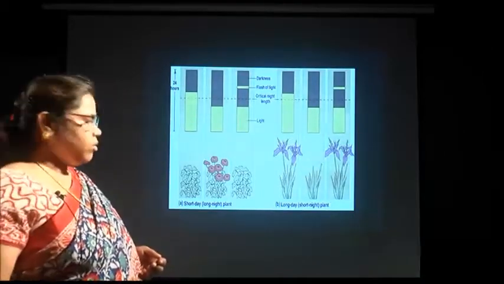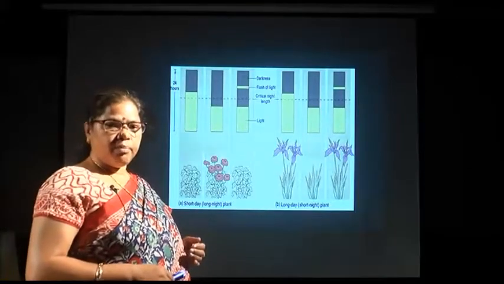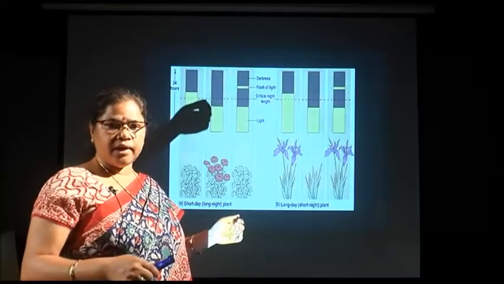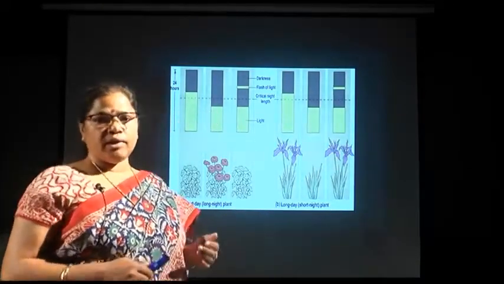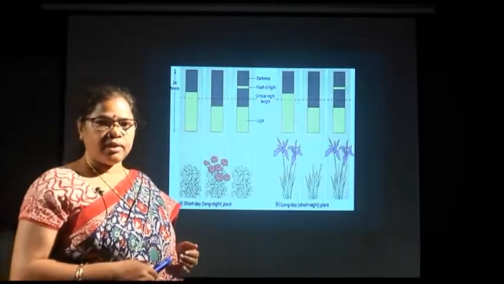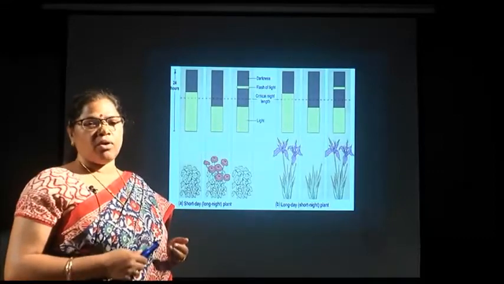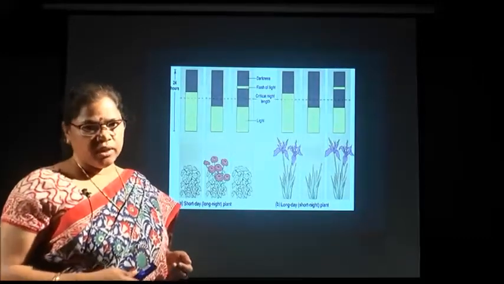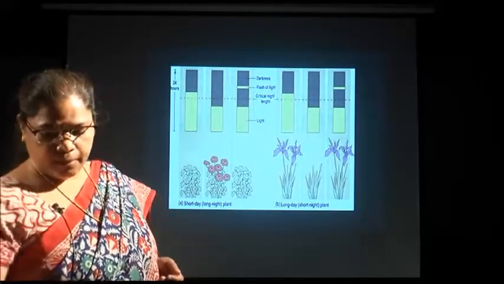So what we have understood is that the long day plants need a continuous light duration for their flowering, whereas the short day plants need a continuous dark period. For short day plants, the dark period is more important. For long day plants, the light period is more important. Clear?